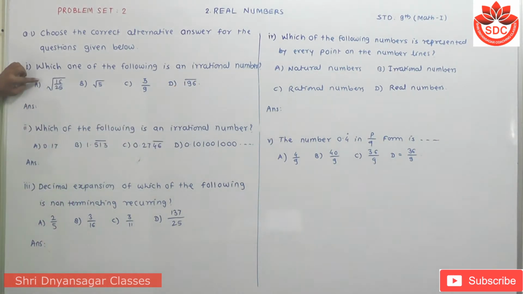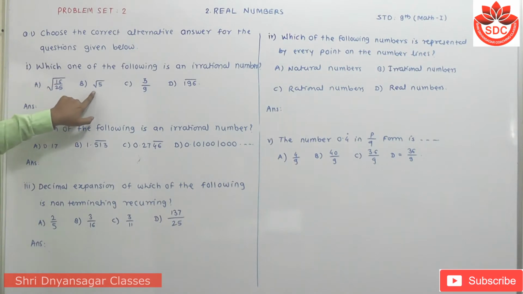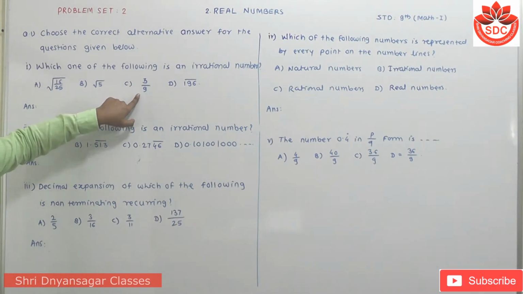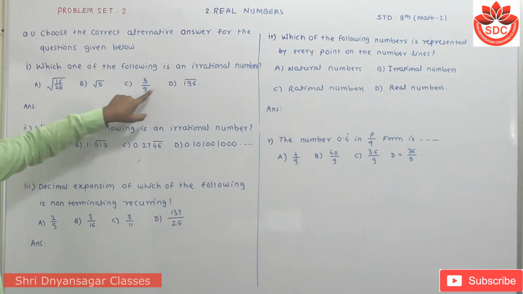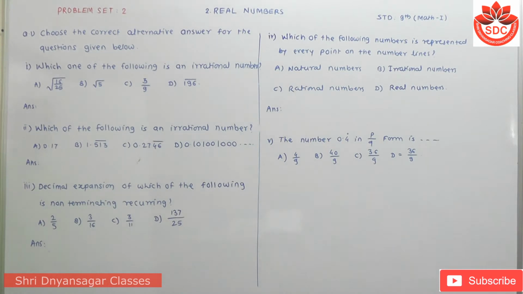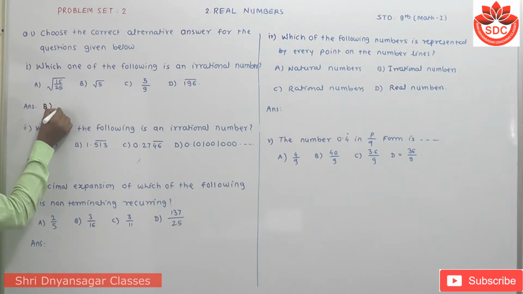Now the first one is root of 16 upon 25. Student, we can find the square root of it, so it is a rational number. This root 5 is the irrational number here. This is also expressed in p upon q. This is rational. This 196 is recurring, so it is also a rational number. With that, the answer is B, root 5.